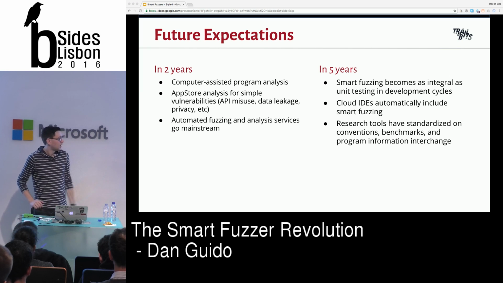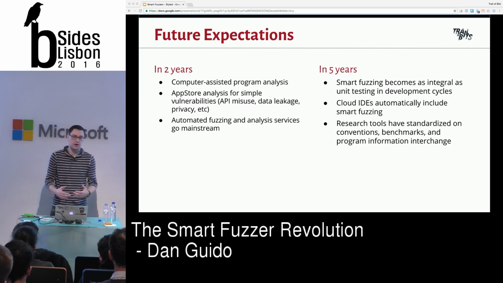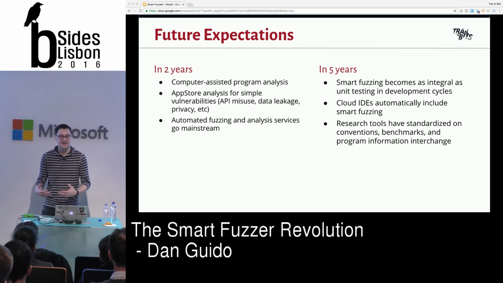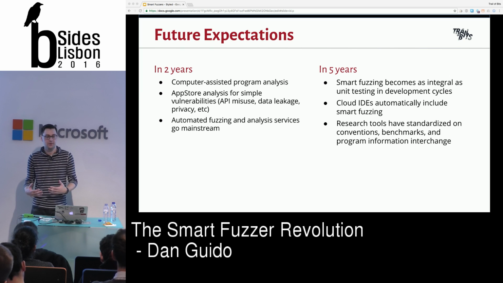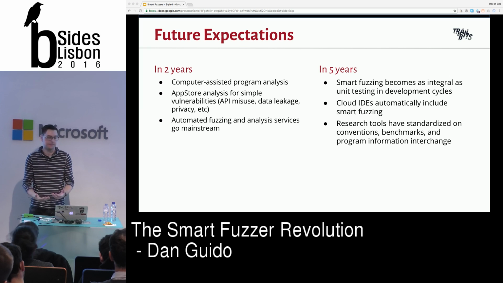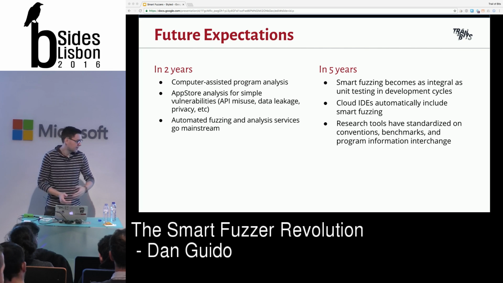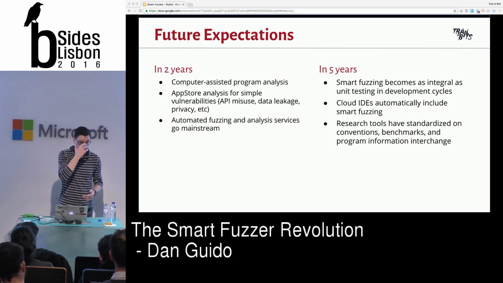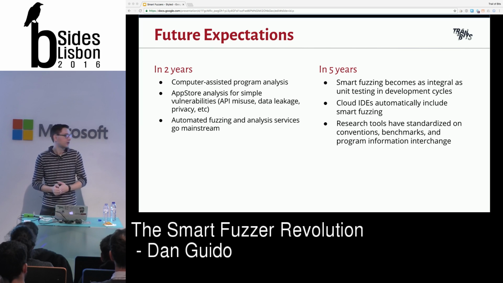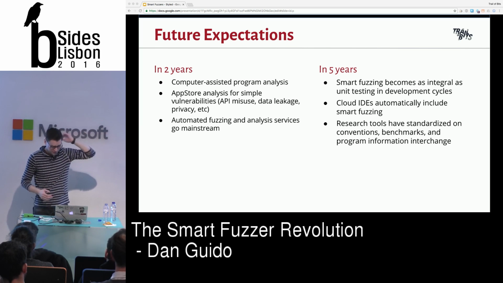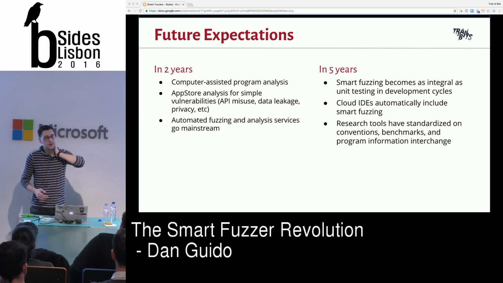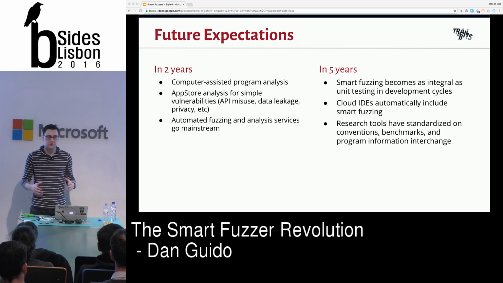Five years down the road, I think we'll start to see cloud IDEs where people are writing code that automatically help you create tests and automatically insert your program into a giant automated bug finding system that uses smart fuzzing on a continuous basis. It won't even be something you think about. And hopefully developers at that point will have some understanding that fuzzing is as useful to them as unit testing is. And then finally, research tools need to standardize on conventions and benchmarks, and we'll start to see winning strategies emerge and consistent, focused competition around the development of new techniques.